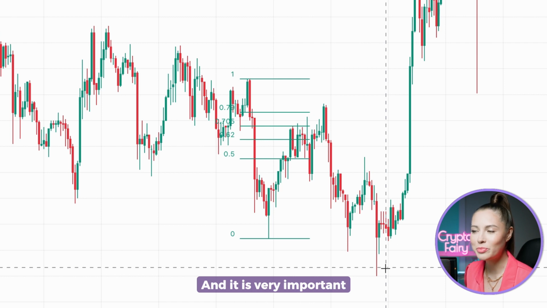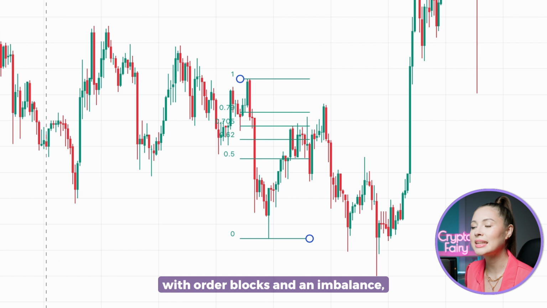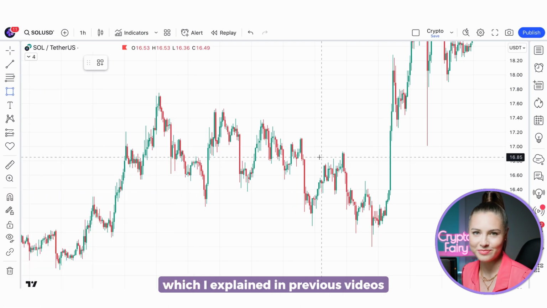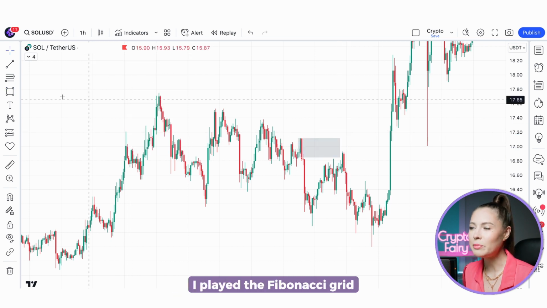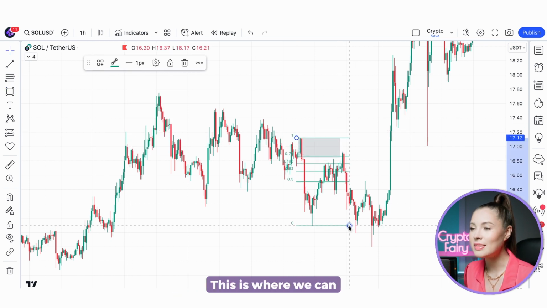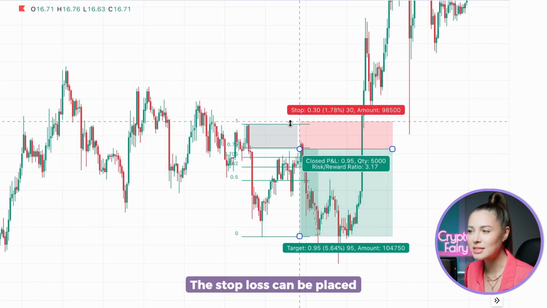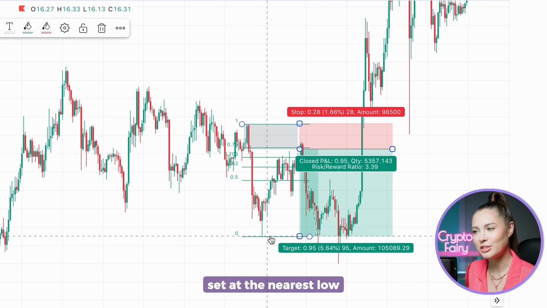And it is very important to use this with the areas of interest, with order blocks and an imbalance, which I explained in previous videos. For instance, here we have a test of an order block. I apply the Fibonacci grid. This is where we can enter a short trade. The stop loss can be placed above this high, and the take profit can be set at the nearest low.